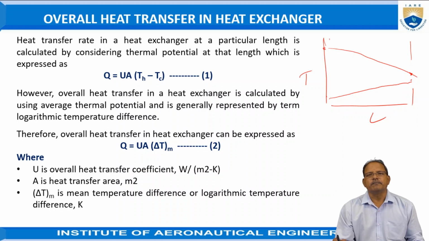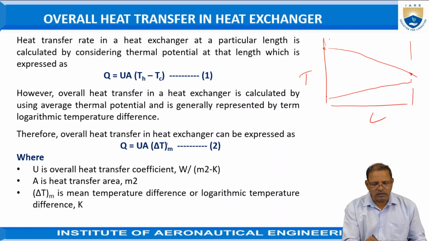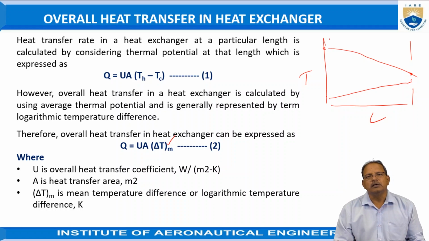Here TH minus TC represents the temperature difference between the hot fluid and the cold fluid, but it is not the same along its length. Hence, it can be represented as Q equals U A delta Tm, where delta Tm is the mean temperature difference. U is the overall heat transfer coefficient, generally measured in watts per meter square per degree Kelvin. A is the area, represented in meter square. And delta Tm is the mean temperature difference, sometimes also called the logarithmic temperature difference, measured in degrees Kelvin.